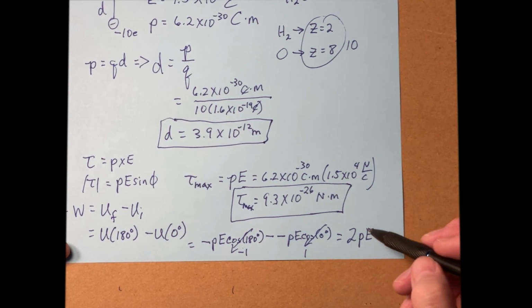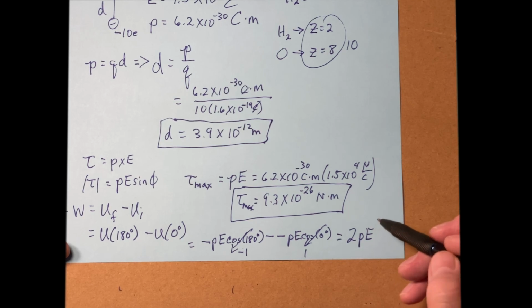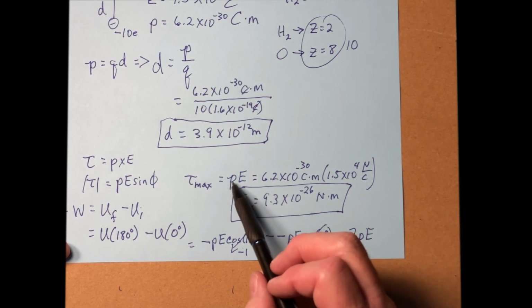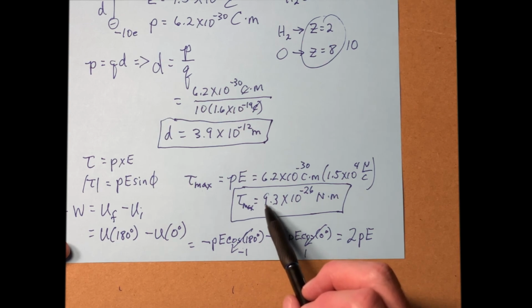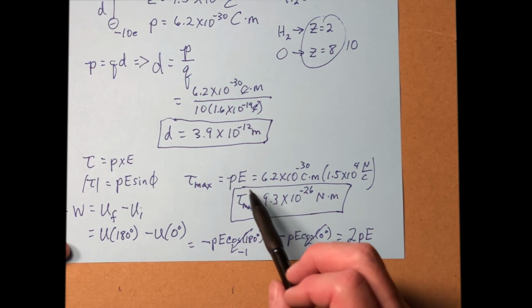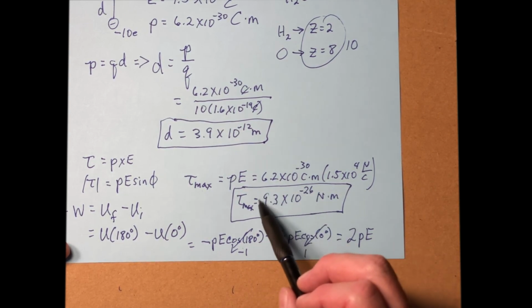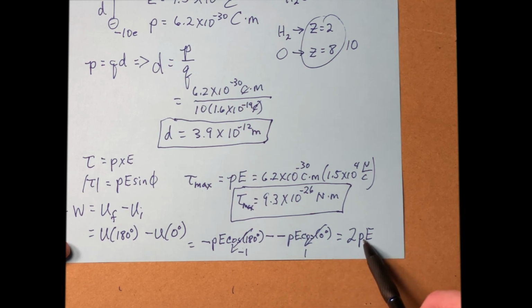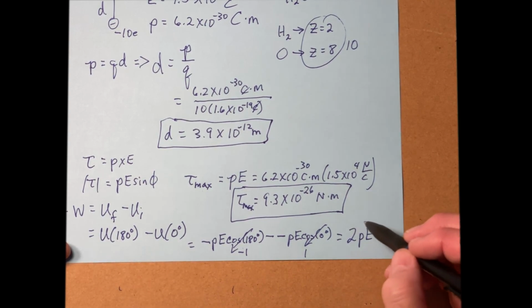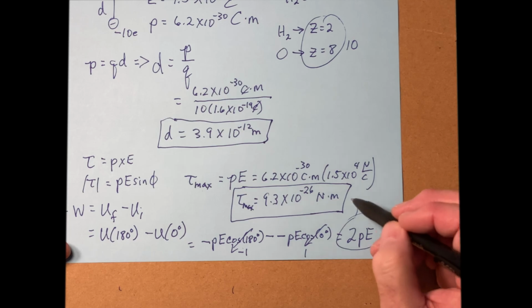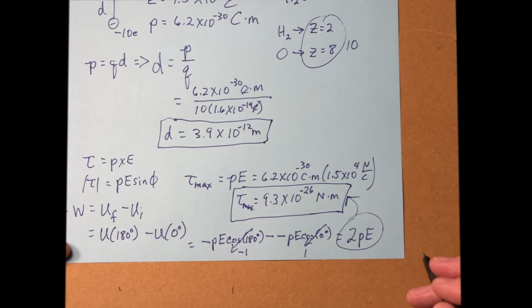Okay, now the magnitude of PE we already figured out up here. PE happens to be the max torque, so we've already got that numeric value right here. We just multiply it by 2, and there's our answer. That's how much energy is required to flip it around. I'll leave it up to you to do that calculation, but it's going to be 2 times that right there.